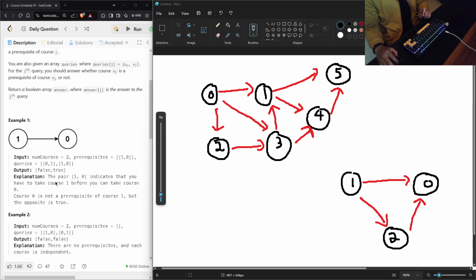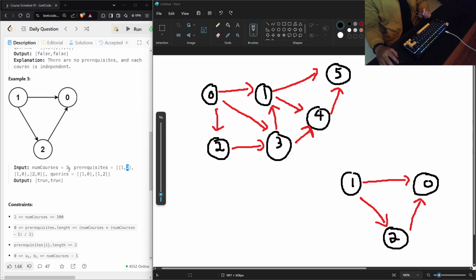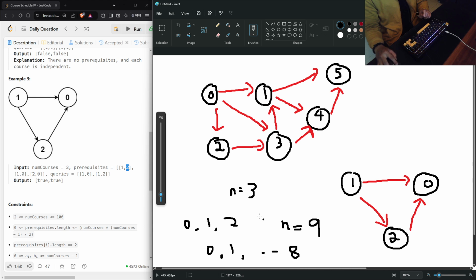So for example, in the third example, numCourses is 3, meaning we have 3 nodes. If the value of n is 3, which is the number of nodes in the graph, its values start from 0 all the way to n minus 1, meaning we're going to have nodes 0, 1, 2. If the value of n is 9, you're going to have nodes 0, 1, 2 all the way to 8. So this is what the value of n is, and that's how we are getting the nodes.